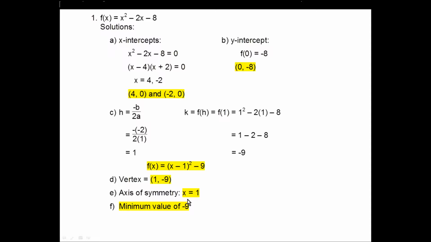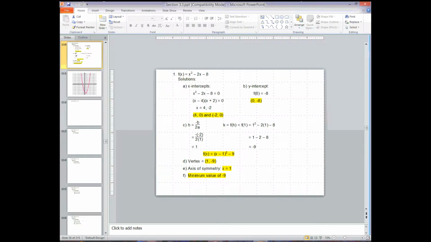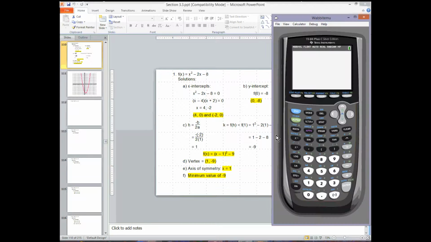Now my graph is going to be on the next slide. Remember, from the vertex, your 1, negative 9, you would go right 1, then up 1. A was 1. Left 1 and up 1. But again, if you want to give it to your graphing calculator, I'm going to have my y equals x squared minus 2x minus 8, and then just graph away.